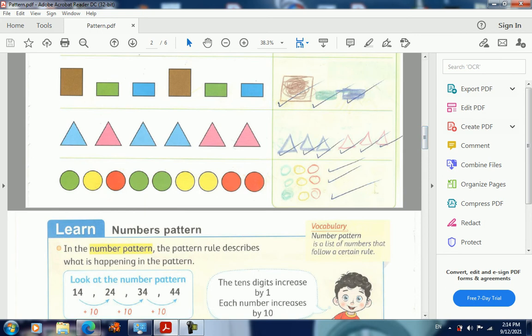For the next row, they are all rectangles. Got a brown one, then after that a small green, then a small blue, then a big brown, small green, small blue. So of course we're going to draw a big brown, then a small green, and then a small blue.